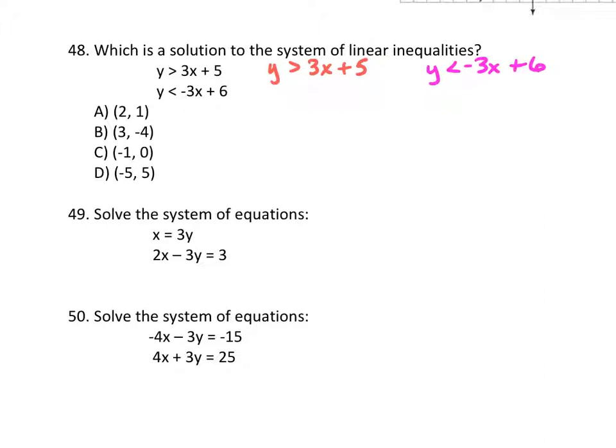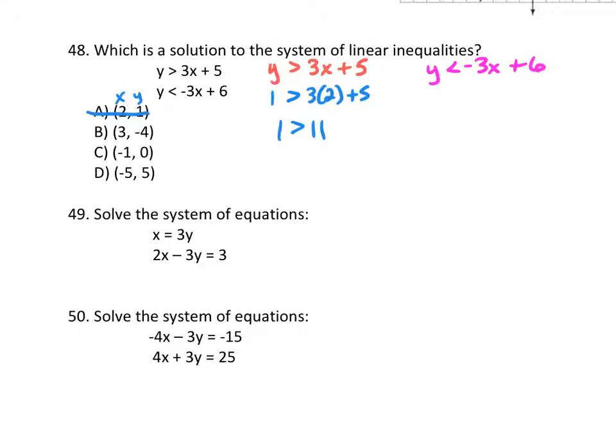Number 48, which is a solution for this system of linear inequalities? To solve this, we need to take every point A, B, C, and D and plug them into both the red and the purple inequalities and see which ones work. So I'm going to start with A. 2 is my x and 1 is my y. So when I plug them in, I get 1 is greater than 3 times 2 plus 5. 3 times 2 is 6 plus 5 is 11. And then I ask myself, is 1 bigger than 11? No, it is not. So A didn't even work for the first inequality, so it can't be my solution.